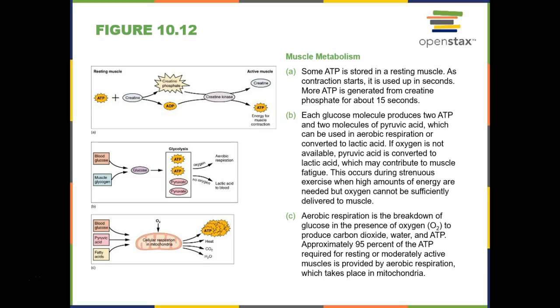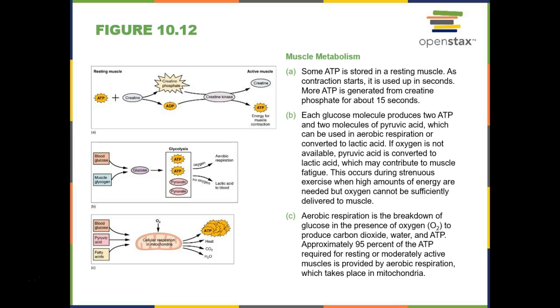Now we're going to get into the next section, which is how muscle fibers get their ATP. We need ATP for muscle contraction. We need a lot of ATP. Muscles have different ways of producing ATP. They have mitochondria to produce ATP through aerobic respiration, but not all muscles use aerobic respiration, the normal mechanism for producing a lot of energy. Some muscles use other mechanisms to produce the majority of their energy.